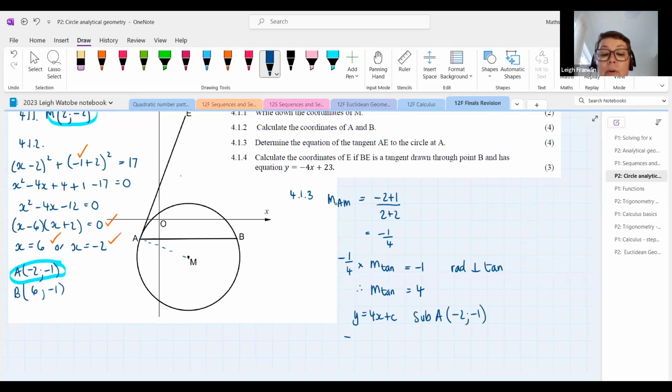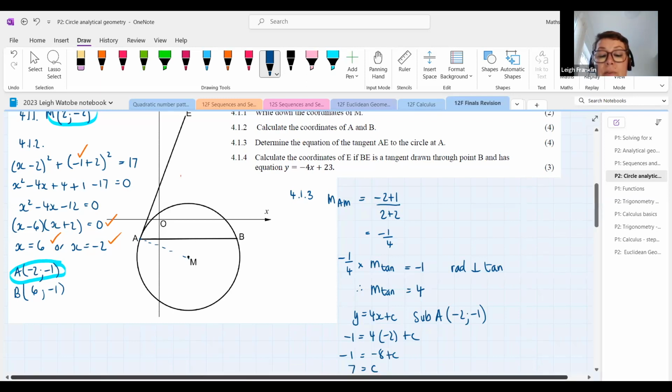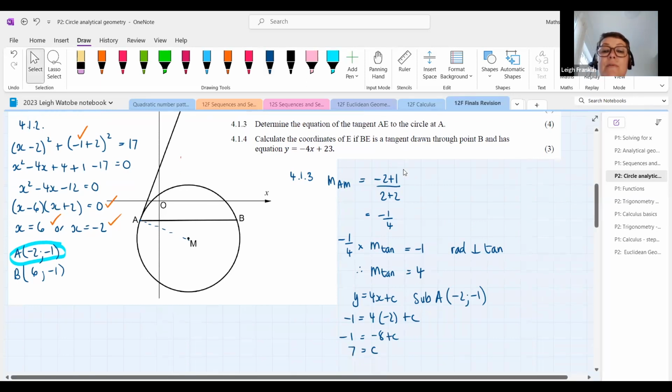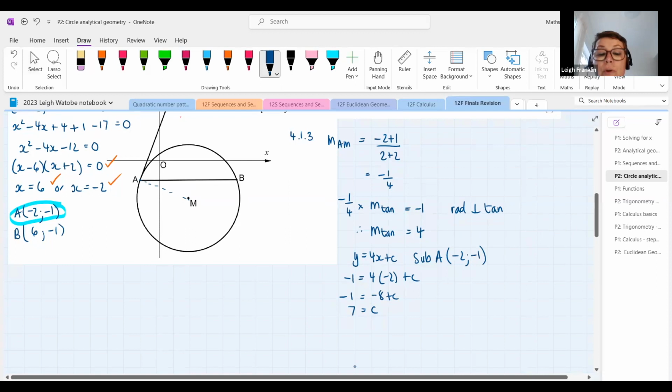So now we've got negative 1 equals 4 times negative 2 plus c. So this gives us negative 1 equals negative 8 plus c. Add 8 to both sides, and this would give us 7. Okay, so this would be y equals 4x plus 7.